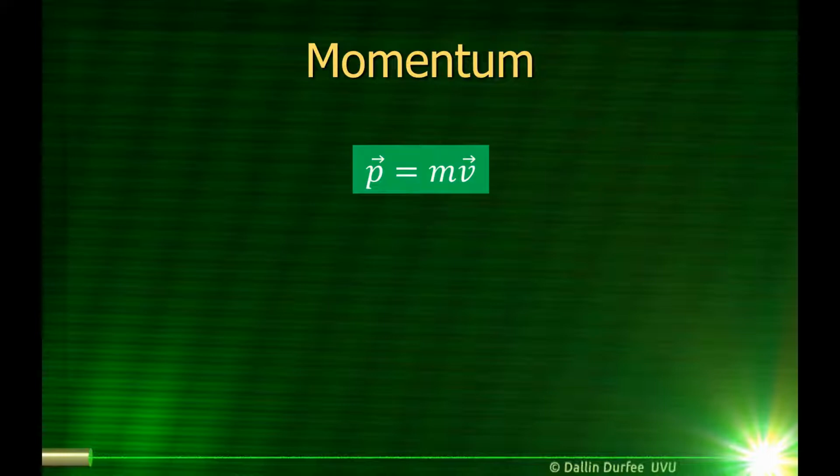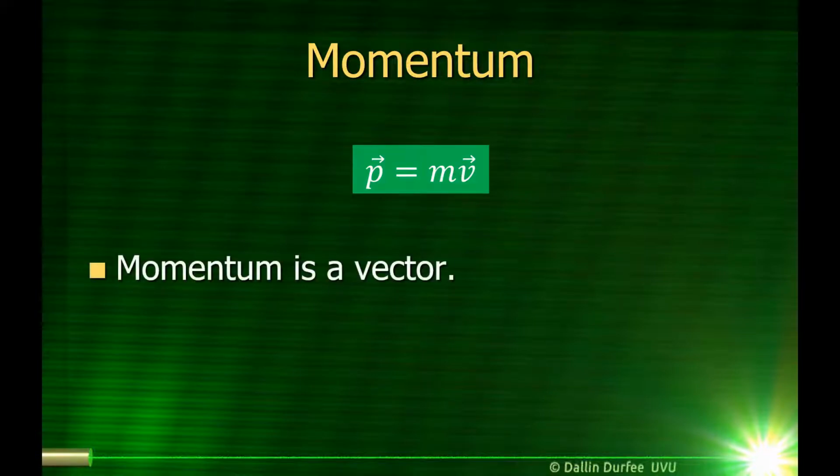We usually use the letter P to represent momentum because momentum starts with the letter P. The P is silent. Actually, I'm kidding. There is no letter P in momentum, but for some reason, traditionally, we use P to represent momentum.